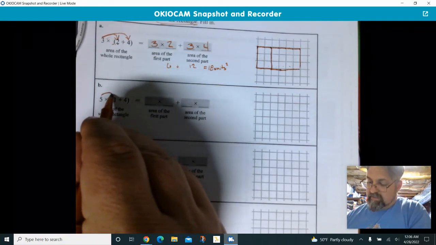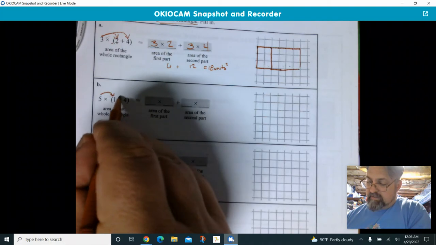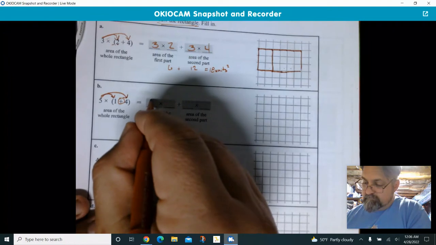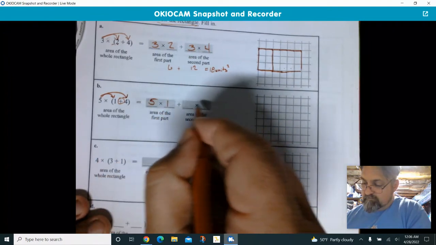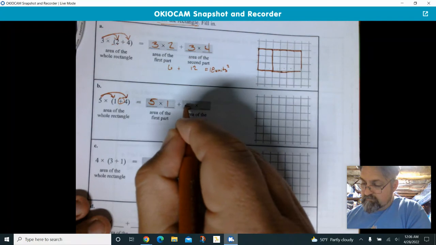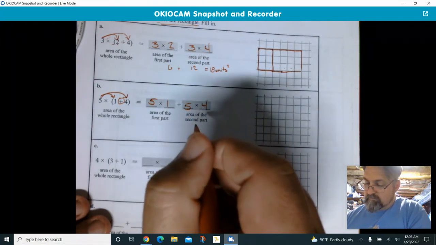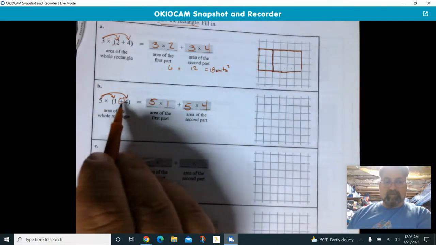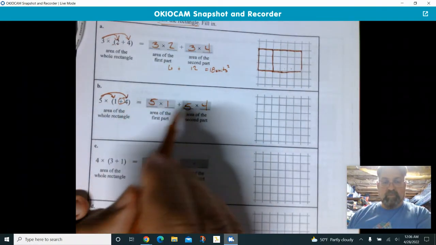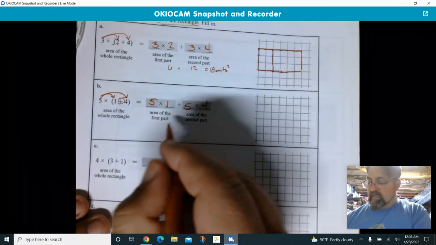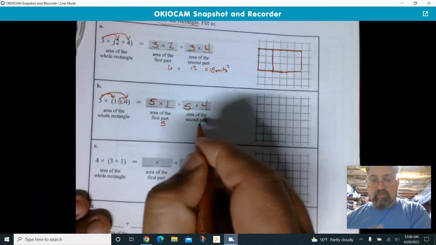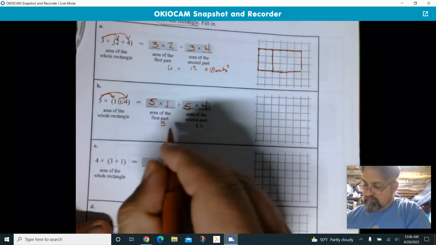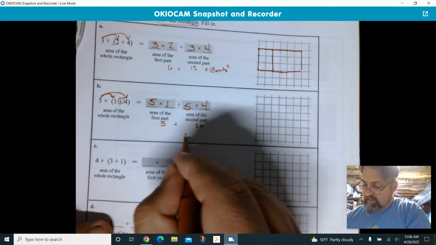So our problems are going to be 5 times 1 plus 5 times 4. All right, so these are 5 times 1, 5 times 4. There we go. 5 times 1 is 5 plus 5 times 4, 5, 10, 15, 20. 5 plus 20 is 25.